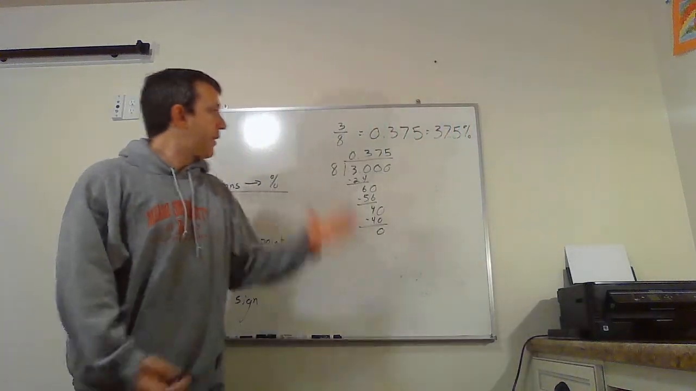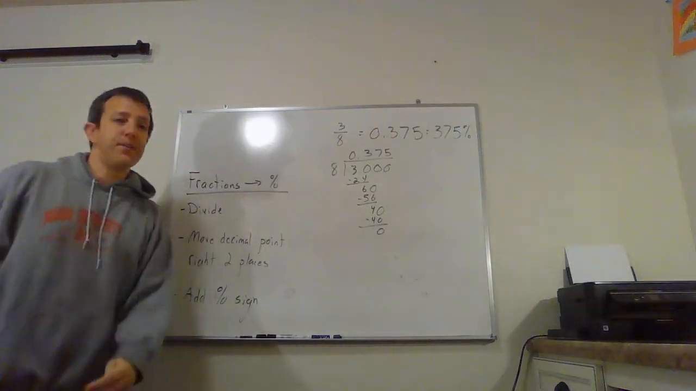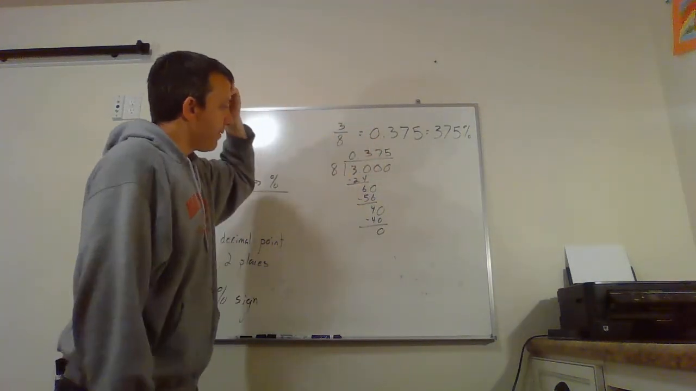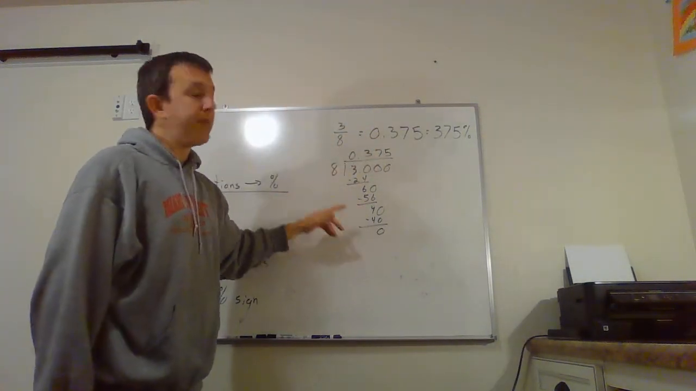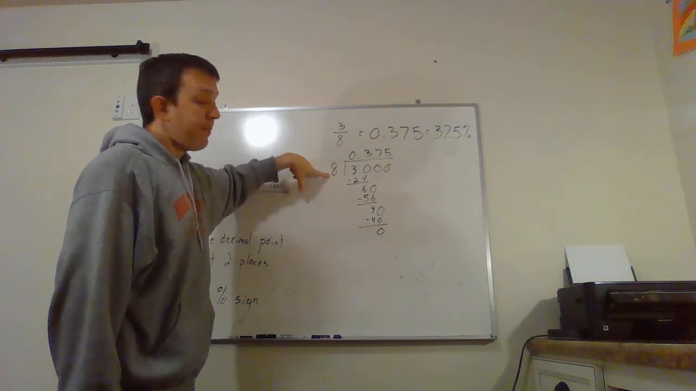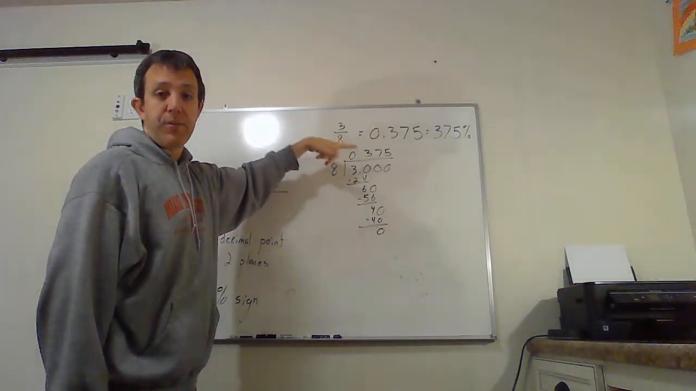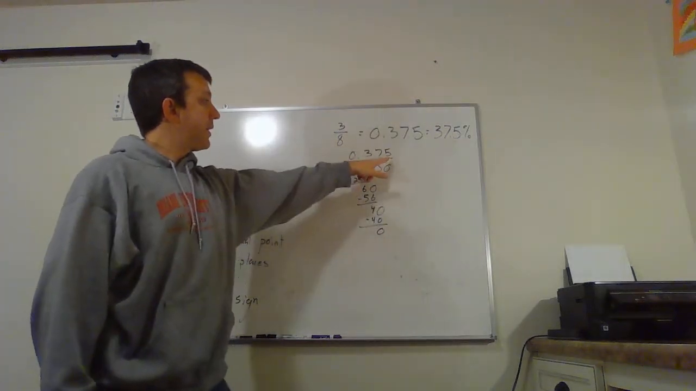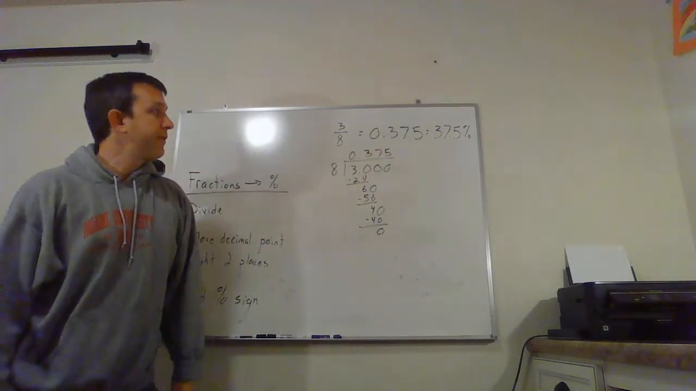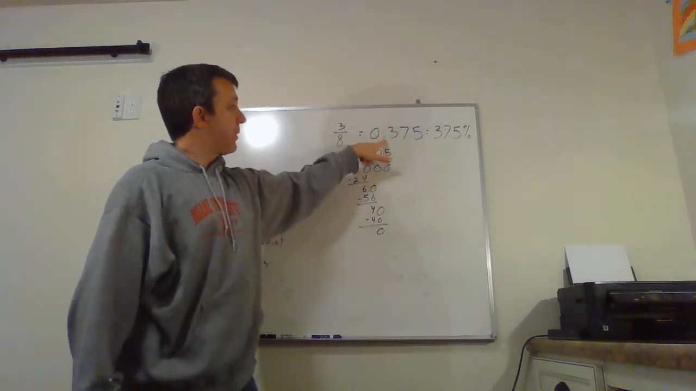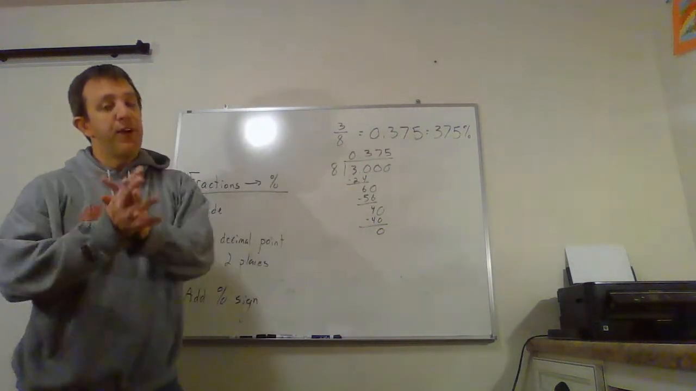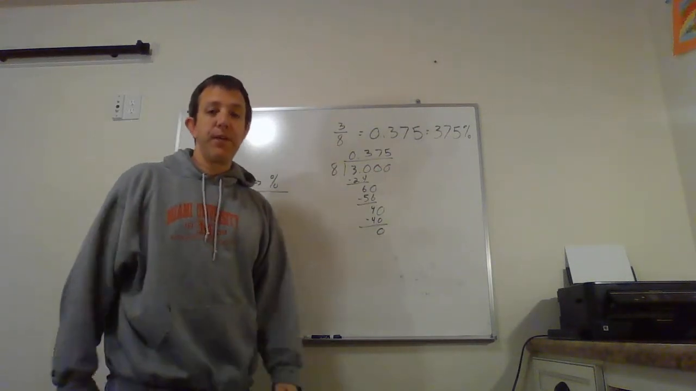So just like this one, 3/8. 3/8 ends up being 0.375. You can see I did the division down here. Please remember, your denominator goes outside the box and the numerator goes inside the box. So I did the division, and when I did, I got 0.375. All I did at that point was I took my decimal point and moved it 2 places to the right, giving me 37.5%. So there we go.